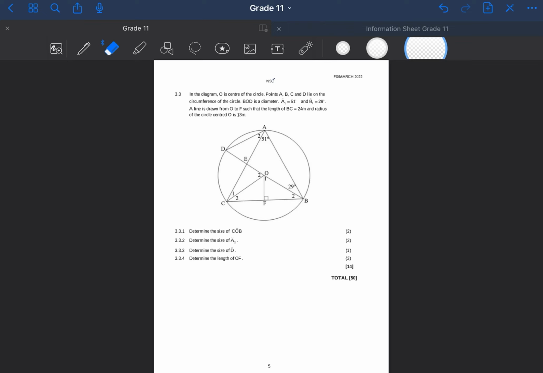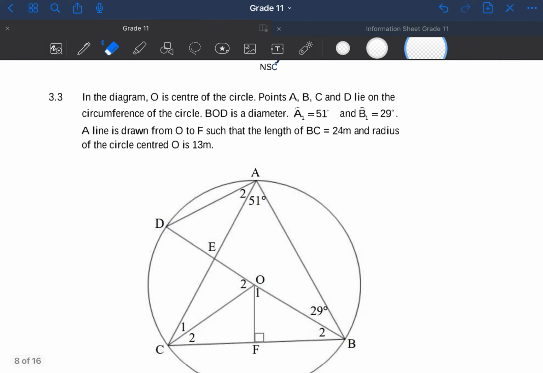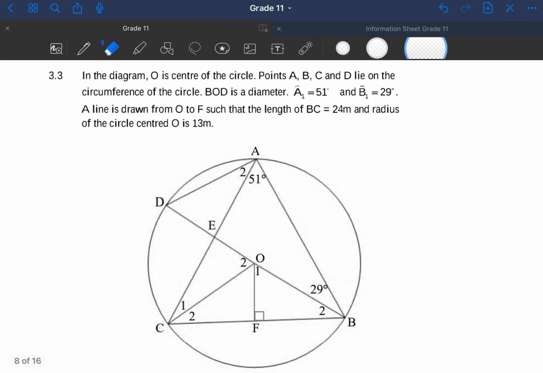So let's go. In the diagram, O is the center of the circle, so this is O, and points A, B, C, D lie on the circumference of the circle, and BOD is a diameter, right? So therefore this is 90 degrees there. Okay, but I mean we see it anyways. And A1 is 51 degrees, so this is A1, and B1 is 29 degrees.